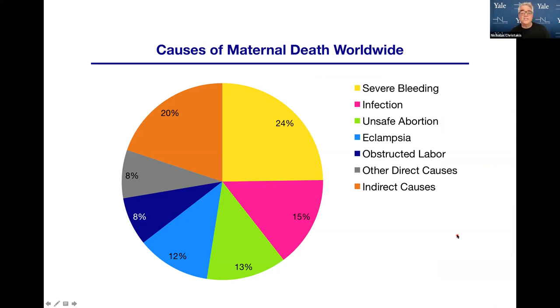These are some of the leading causes of maternal death worldwide. Severe bleeding is in about a quarter, infection in 15%, unsafe abortion in 13%. Eclampsia is a constellation of physiologic derangements in a woman's body where her platelets don't work and her blood pressure is very high, which happens in many pregnant women. Obstructed labor, which is just devastating. We have ancient skeletons of women buried with their babies, where the woman died and the baby died with the head of the baby stuck in the woman's pelvis, and other direct causes and so on.